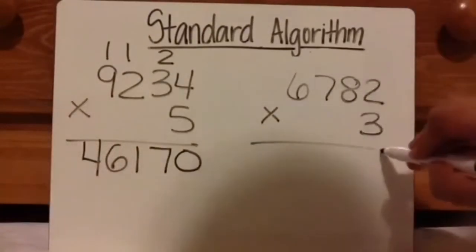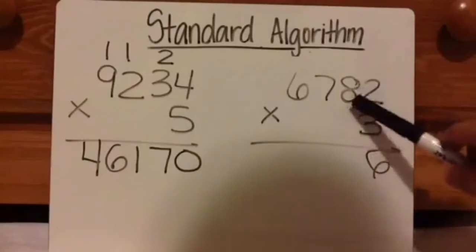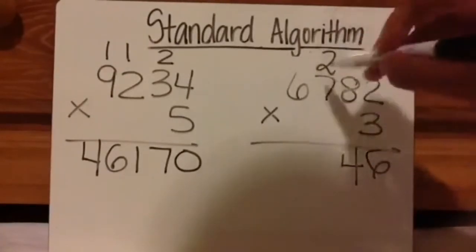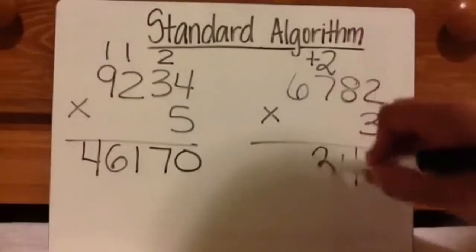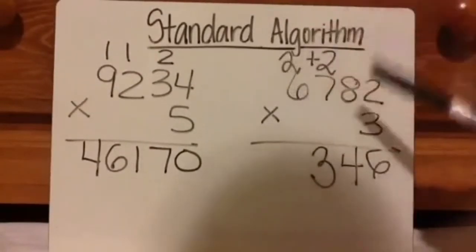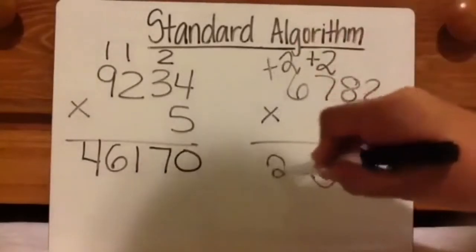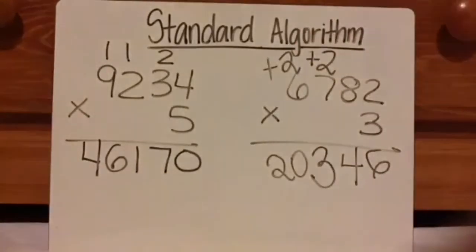3 times 2 is 6. 3 times 8 is 24, carry the 2. 3 times 7 is 21, plus 2 is 23, carry the 2. 3 times 6 is 18, plus 2 is 20. So as you can see, it's not hard.